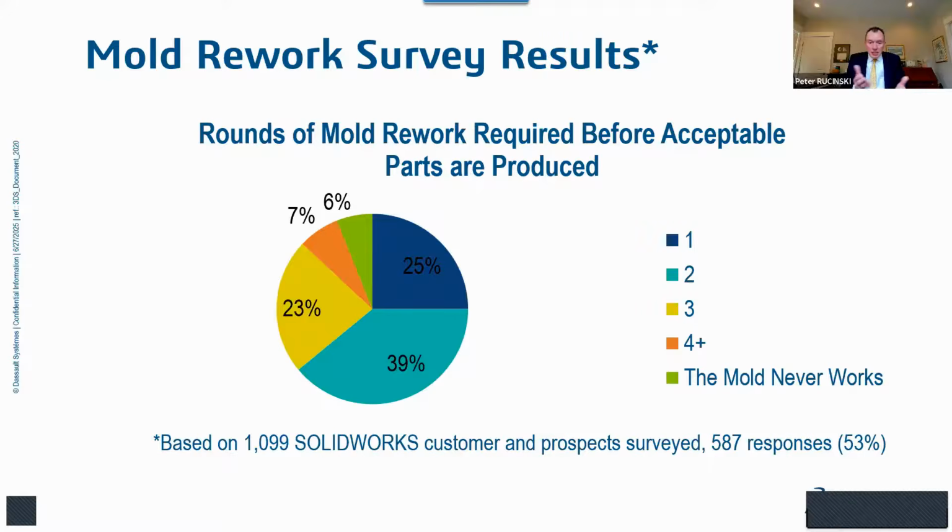You can see the statistics here and make what you will of them. I don't know which ones you would find alarming. 39% of the time, at least 2 rounds of mold rework. 23% of the time, at least 3 rounds of mold rework. 7% of the time, at least 4 rounds or more of mold rework. Maybe the most alarming statistic, 6% of the time, the mold never works. Now, I don't know if you believe these statistics or not.